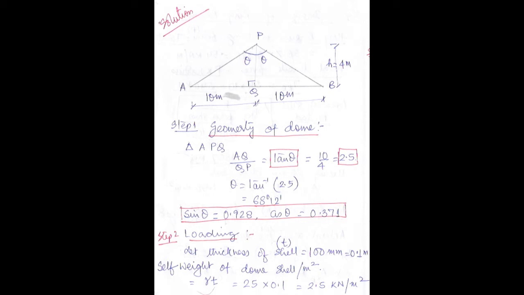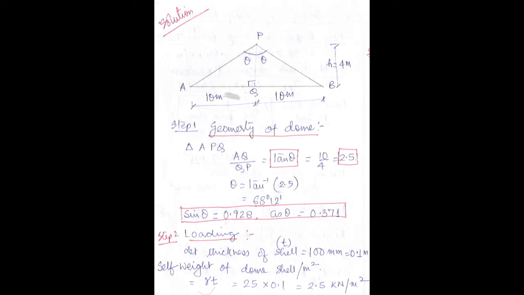Now please consider triangle APQ. In triangle APQ, I have shown angle Q is 90 degree and angle APQ is theta. If we apply trigonometry, AQ by QP, that is perpendicular by base, is equal to tan theta. AQ is 10, QP is 4, so 10 by 4 equals 2.5. Theta comes out to be tan inverse of 2.5, which is 68 degree 12 minute. So this angle theta value we have got.